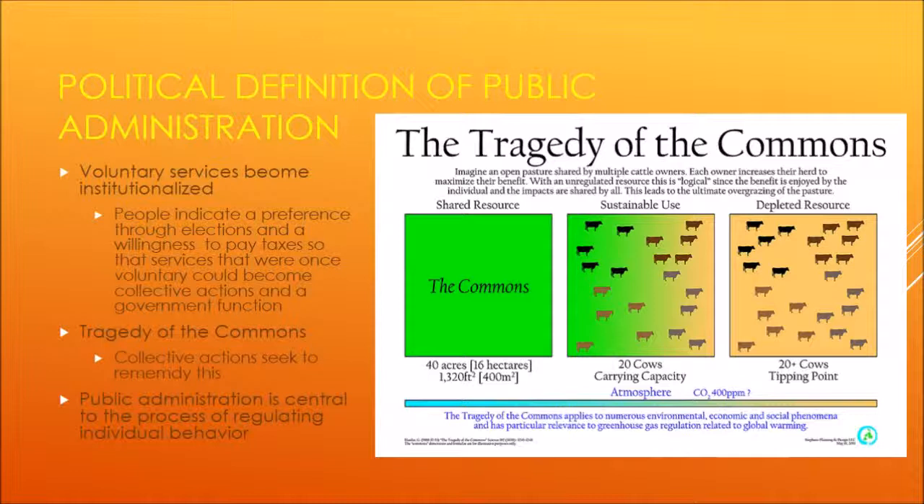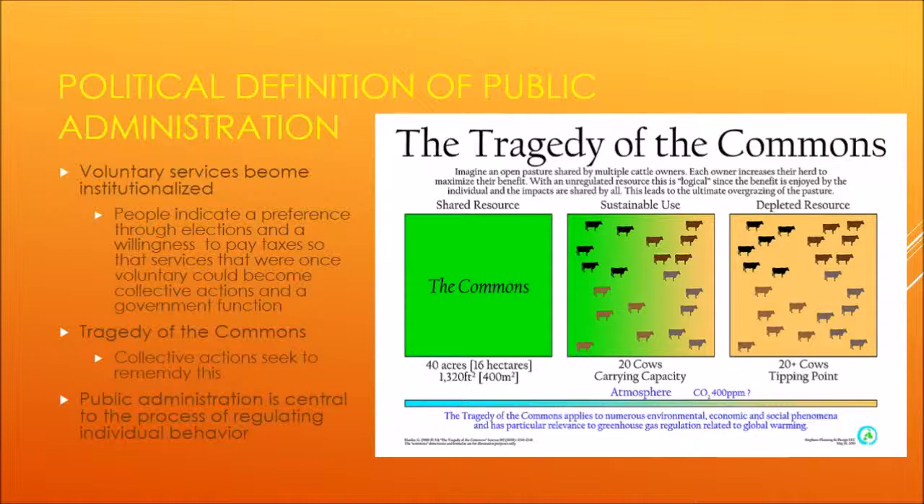What started out as voluntary service, such as fire protection or care for the elderly, becomes institutionalized as people indicate a preference via elections to pay taxes, so that once voluntary activities are now a collective action as a government function. Collective action is a remedy for the tragedy of the commons. The tragedy of the commons occurs when individuals acting in their own self-interest destroy public resources, such as land and water. In this context, public administration is central to the process of regulating individual behavior in the interest of the common good.